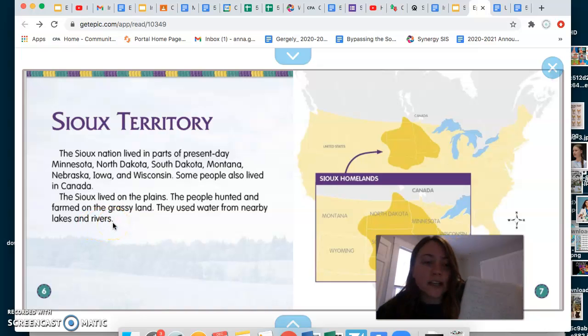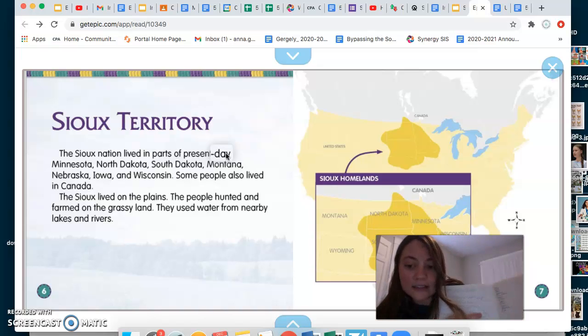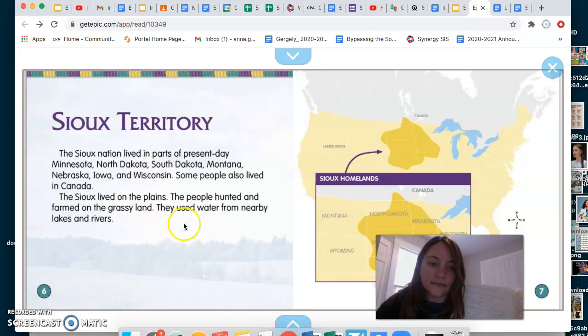So in my notes, I should have all of these places listed. What I wrote at the top is Midwest. That's the region of the U.S. which we studied. Those states include, and you should have this written down in your notes, Minnesota, North Dakota, South Dakota, Nebraska, Iowa, Wisconsin, and then Canada at the bottom. So that's their territory. You could also write the plains for describing the land they lived on.